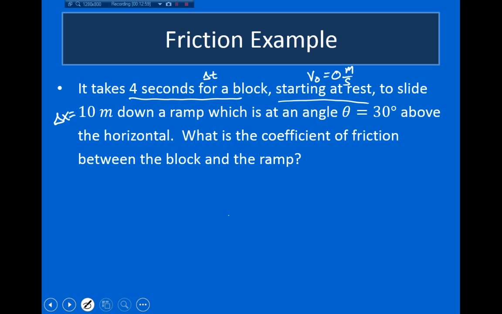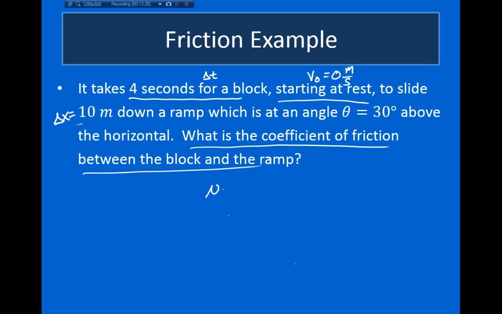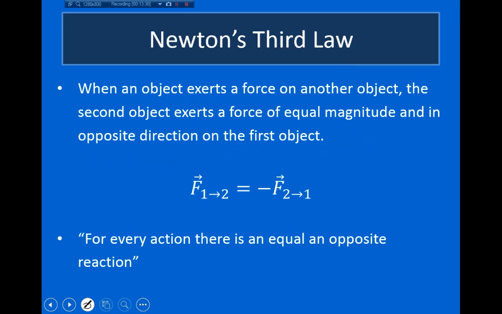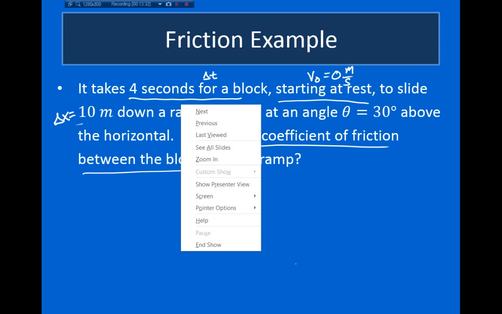Basically, taking a step back and looking at this, I've been given a whole bunch of kinematics: delta t, v naught, and delta x. So using all this information, I can figure out the acceleration of the block down the ramp. Once I know the acceleration of the block down the ramp, I can relate this to the forces, and I can figure out what my coefficient of kinetic friction is. That's what I'm solving for, so I'm looking for mu sub k. So that's the idea. The first step here is figuring out what my acceleration is.